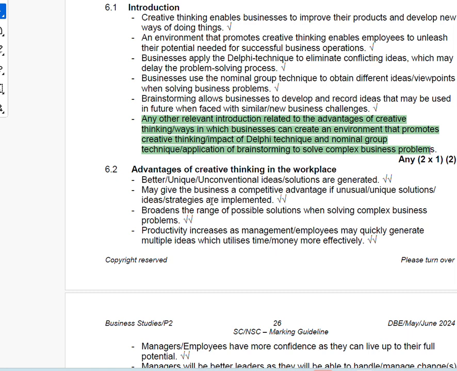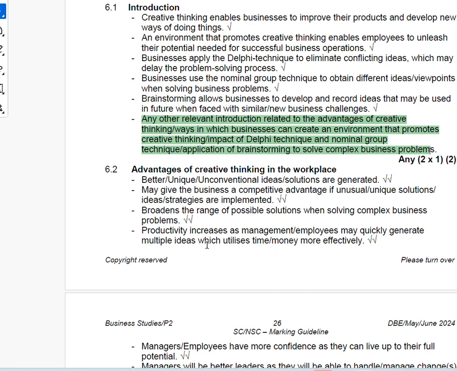Because now these strategies or ideas are coming from different people with different skill sets and different backgrounds. So in that case, it might bring the organization to a position where it becomes better than the others in the market who are the competitors of the business. Broadens the range of possible solutions when solving complex business problems. If people are encouraged on creative thinking, then they can easily solve the problems that the organization is faced with.